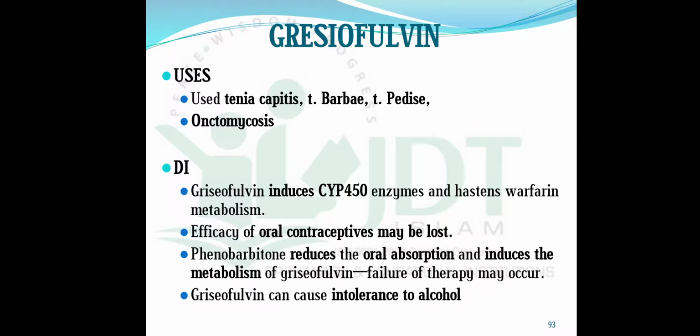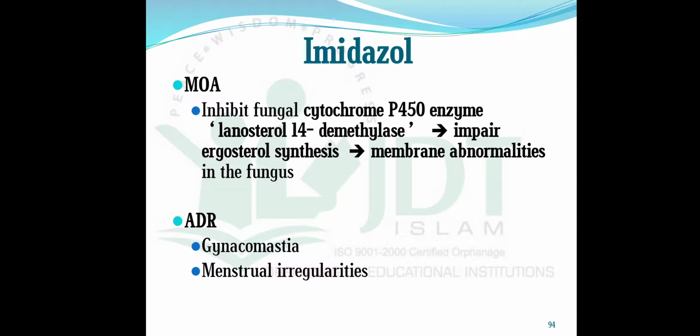Griseofulvin is an enzyme inducer, so it will induce the metabolism of different drugs like warfarin, which will lead to decreased efficacy of that drug, warfarin being used as an anticoagulant. Also, it will increase the metabolism of oral contraceptives, so it will lead to failure or loss of efficacy of oral contraceptive drugs, and also it will produce intolerance towards alcohol. Now coming to the imidazole, azole drugs of antifungal drugs.